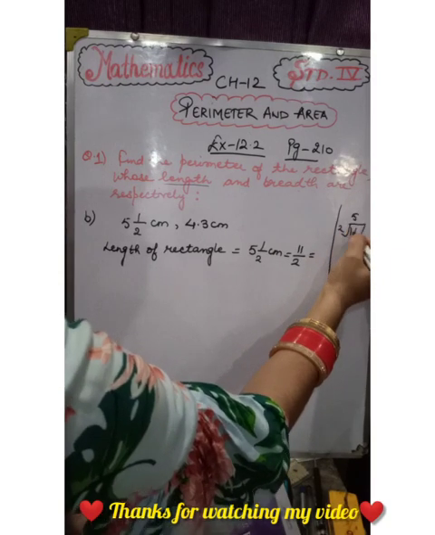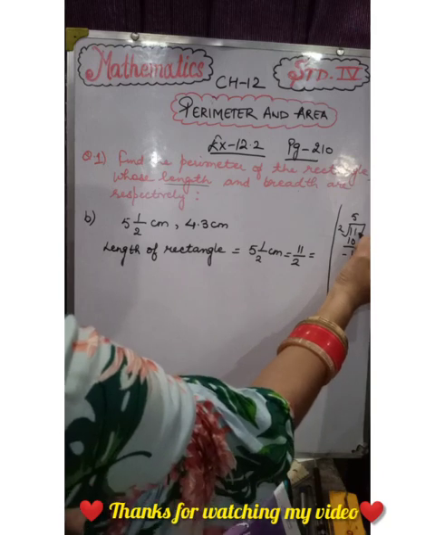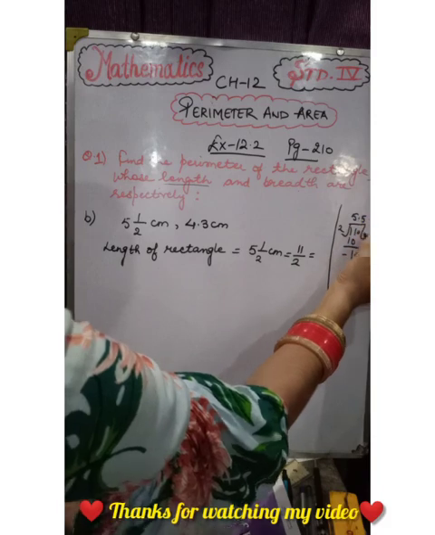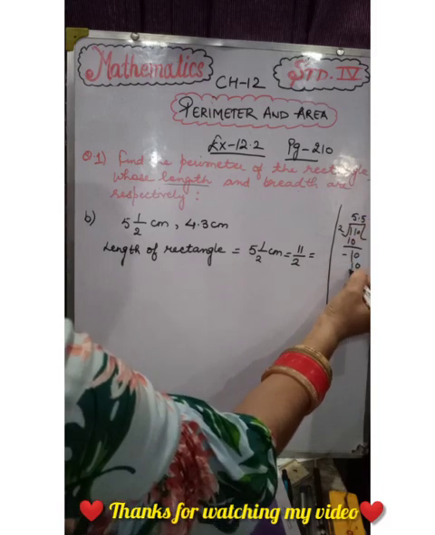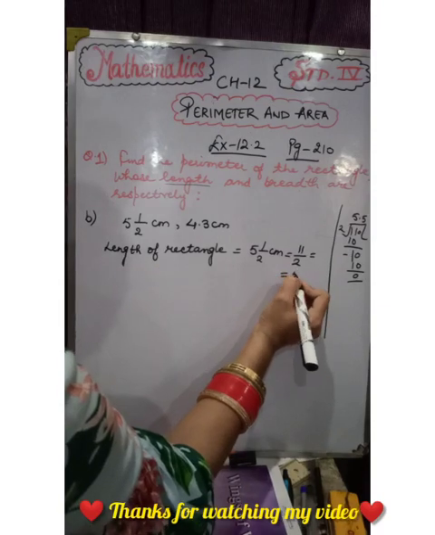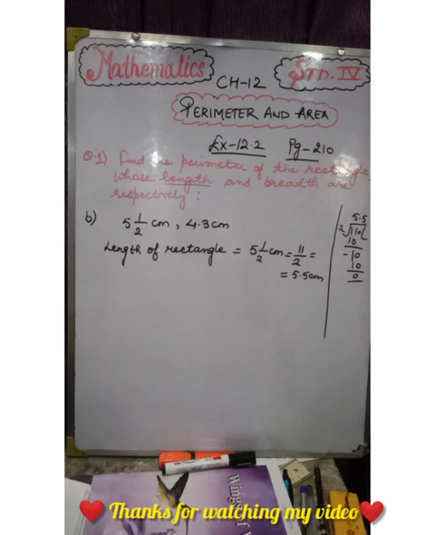2 5s are 10. The remainder is 1. Add 1 0. 0.2 5s are 10. So your answer is 5.5 centimeter. We have converted into decimal form. Got it?